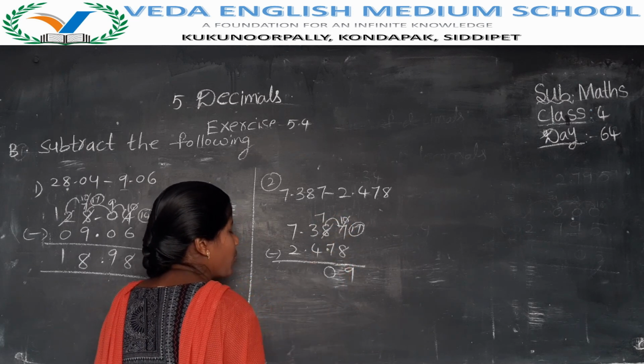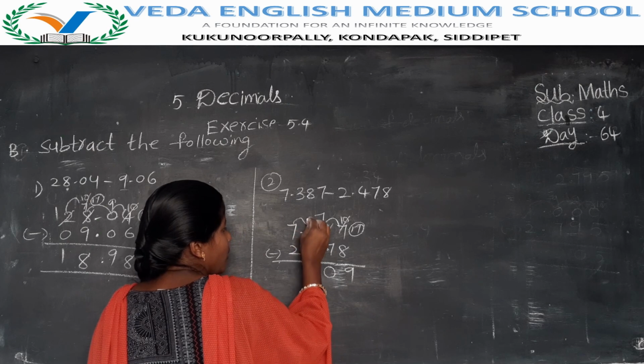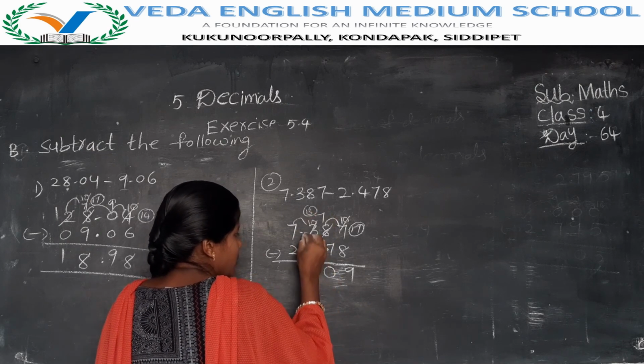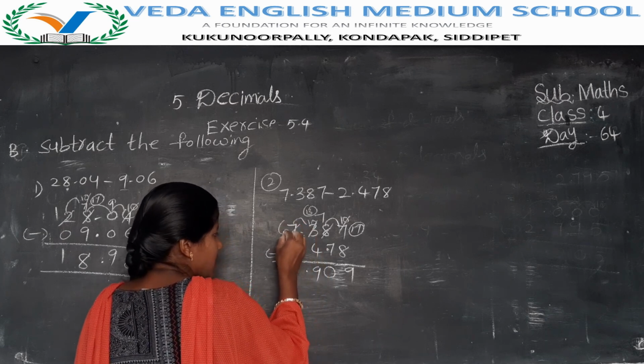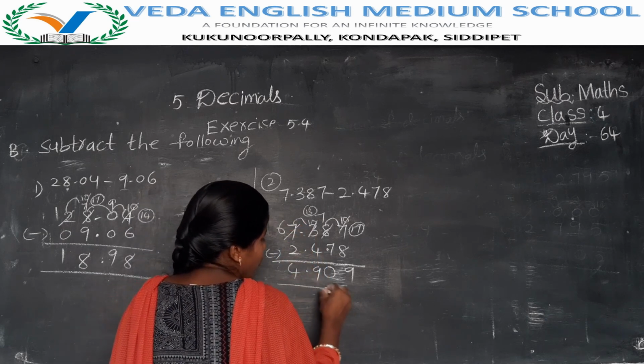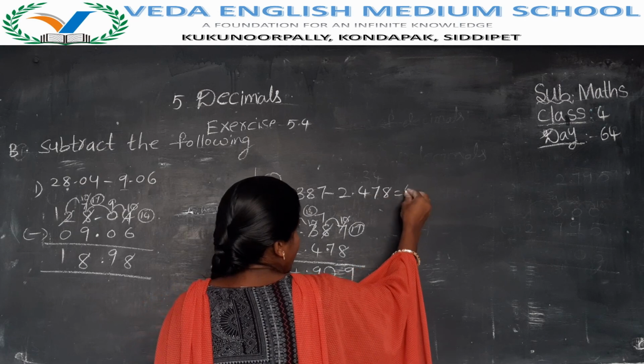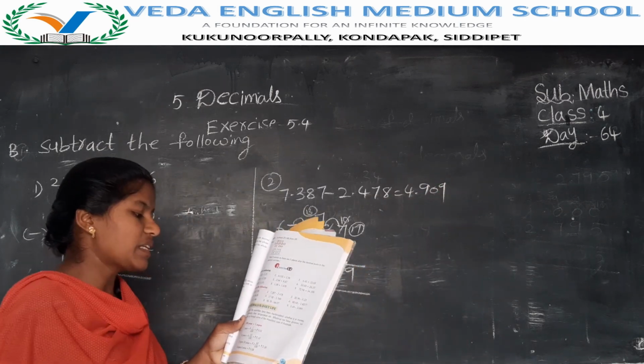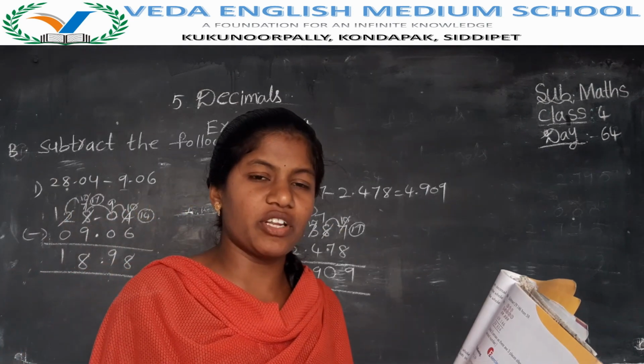3 minus 4 is not possible. Then take a borrow, it is 13. 13 minus 4 is 9. Decimal point as it is. 7 will become 6. 6 minus 2 is 4. So 4.909. In subtraction also, if the digits are not sufficient, then you can add zeros.